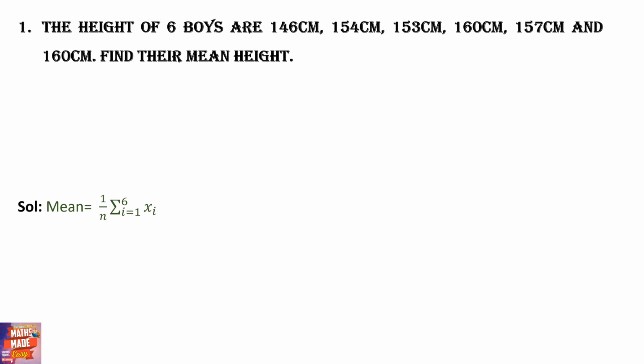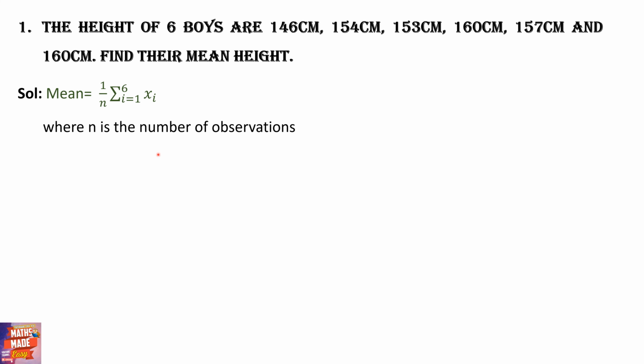This is the question. First you have to write the given data. Here I am writing the formula directly because I have taught you in so many videos how to write the given data, right? So here first I am going to write down the mean formula. This is the formula, children, 1 by n. Here we have to understand what is n and what is xi.